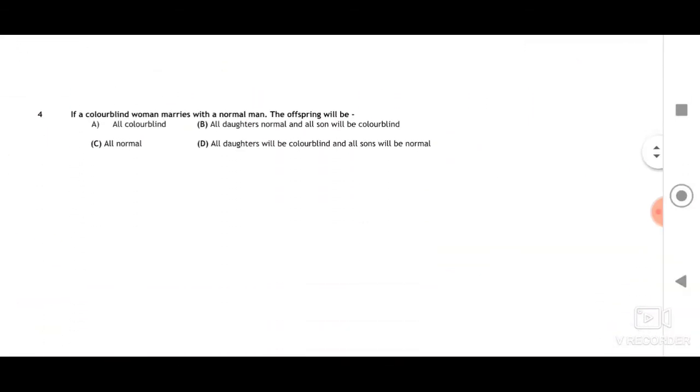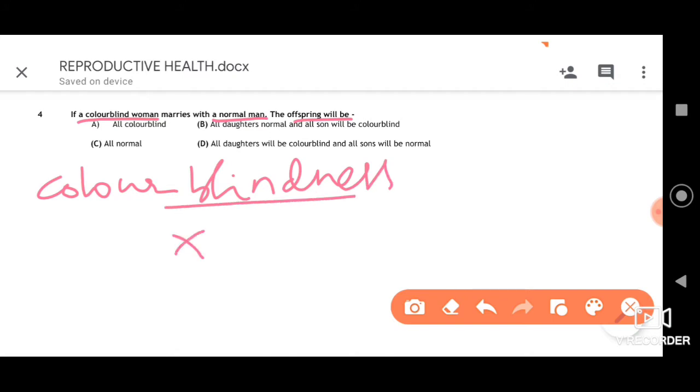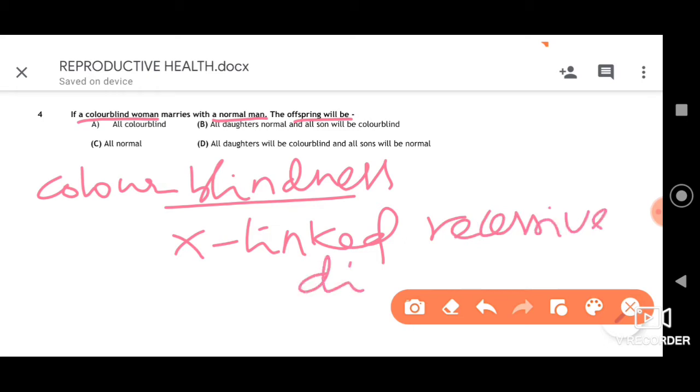Then dear friends, next we have: if a colorblind woman marries a normal man, the offspring will be? Again it's an interesting question. Let me tell you that first of all, color blindness is an X-linked recessive disorder. It is linked with the sex chromosome, so we refer to it as an X-linked recessive disorder. Only in the recessive condition does it affect. And dear friends, let me also tell you, it follows zigzag or crisscross inheritance.